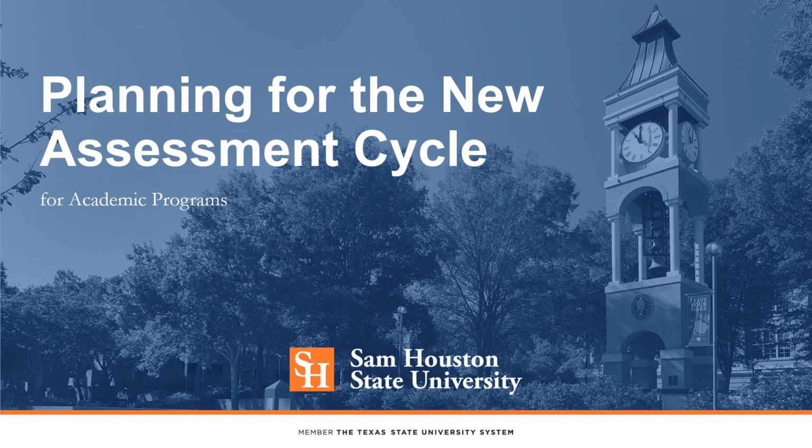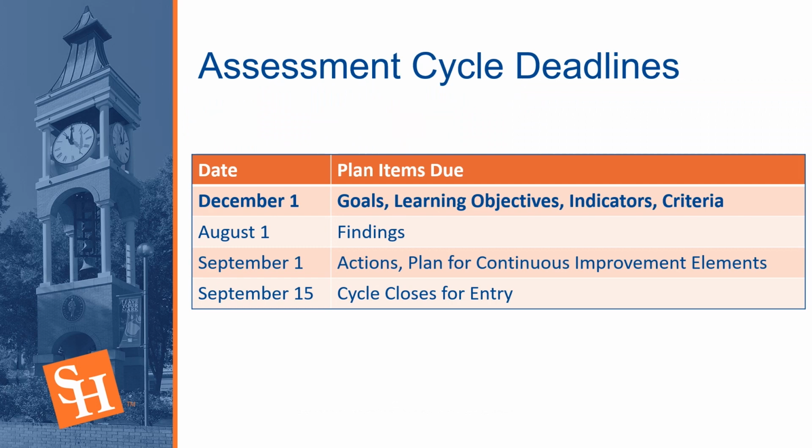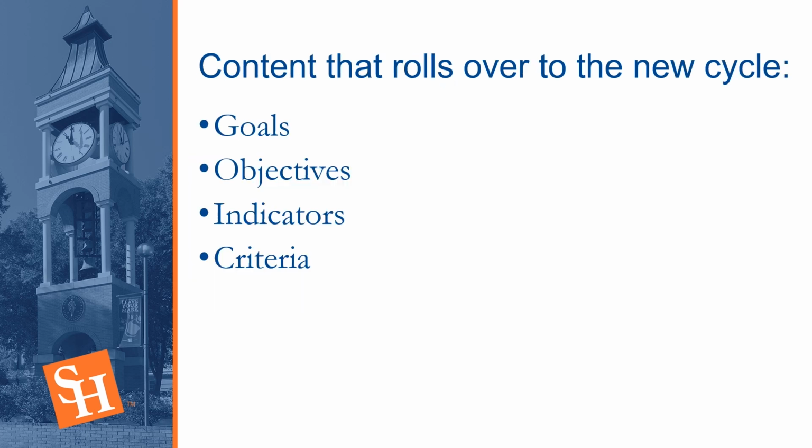This video will assist you as you begin planning for the assessment cycle. The cycle generally opens in mid-September with the first deadline on or around December 1st. When the cycle opens, the content of some items from existing plans are rolled forward to the next cycle. Those items are goals, objectives, indicators, and criteria.